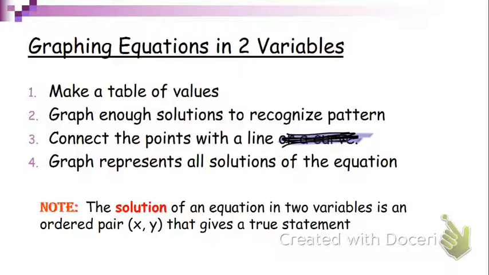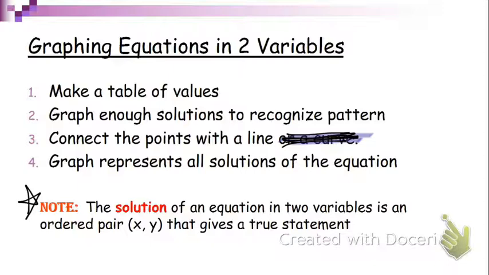What ends up happening is that the graph shows all the solutions of the equations. So there's infinitely many. We can't list all those. That's why we have a graph. So just another note here, the solution of an equation with two variables is every ordered pair that gives a true statement. So there could be more than one. There could be lots and lots and lots, like we mentioned before, infinitely many.